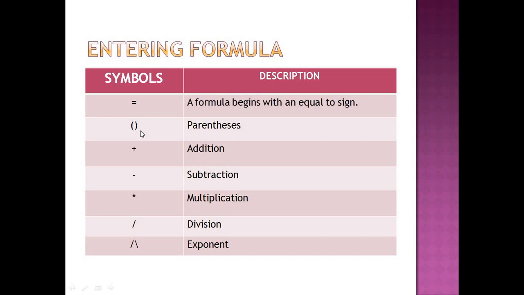Then some operators are required while entering a formula, like addition, for performing the addition of two or more than two numbers. Subtraction sign, for performing the subtraction of two or more than two numbers. The multiplication sign and the division sign, as well as this one, the exponent. Exponent, we write 2 raised to 2, meaning you have to multiply 2 two times, or 2 raised to 3 means multiply 2 three times. So what will be the answer? 6 will be the answer.